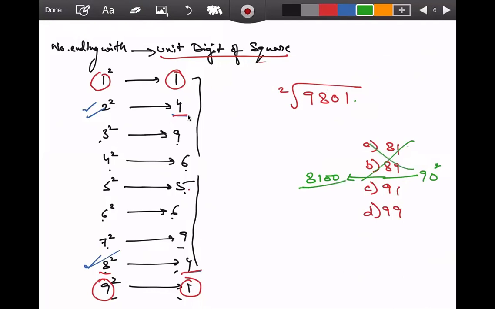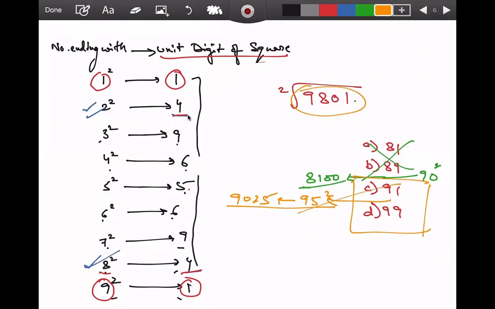Now let us focus on these two. You can use the same concept. What is 95 square? 9 into 10, 90 and 25. Now this number is even greater than this. So answer will be this. Whenever you have options, please use it to your advantage.